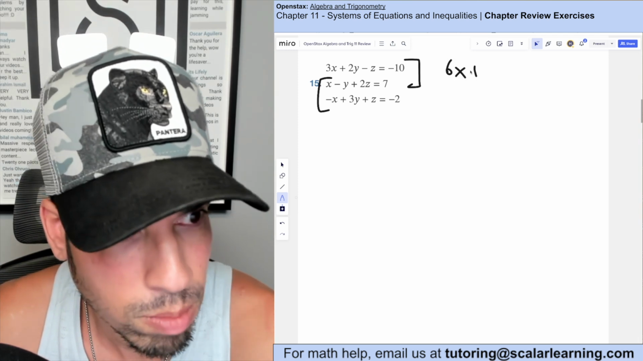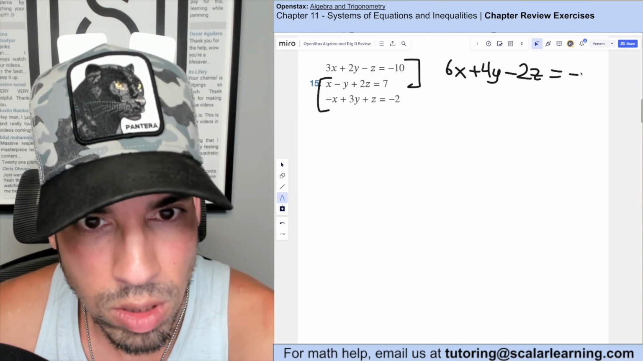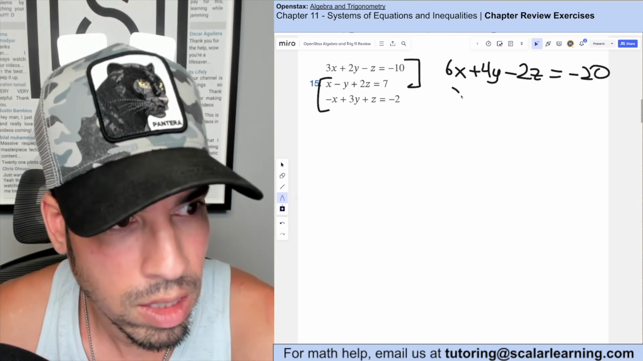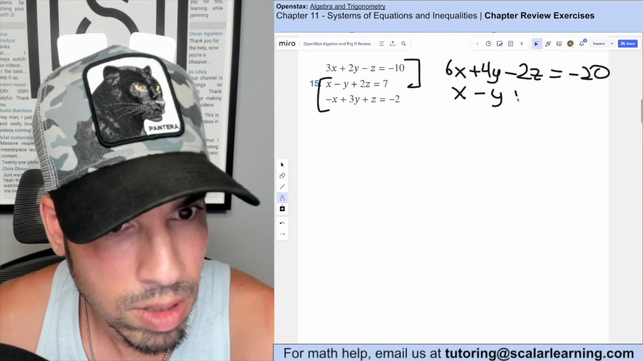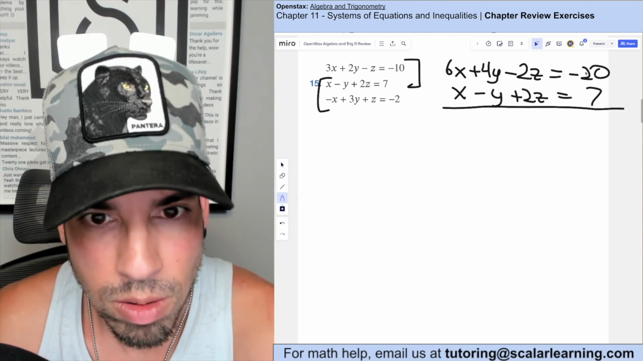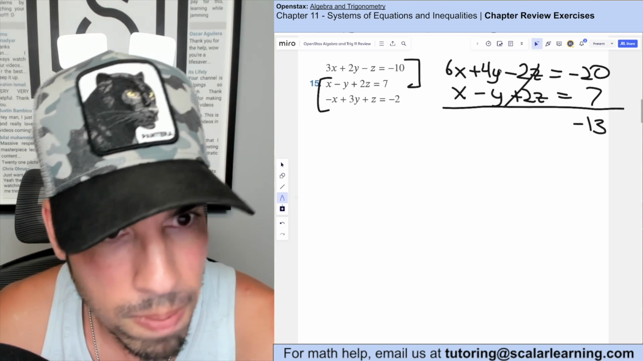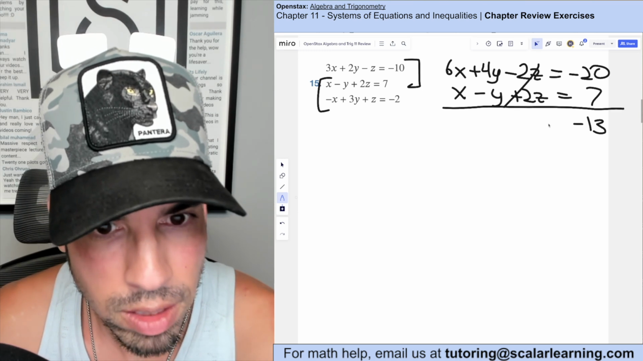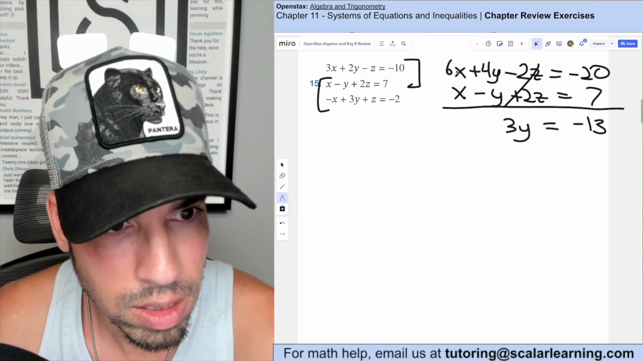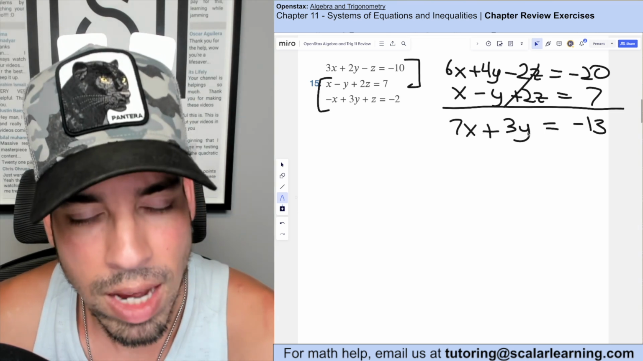I got 6x plus 4y minus 2z is equal to negative 20. And then the second equation, I'm going to leave as is, okay? And we're going to add these two together. We get negative 13 over here. The z's are going to cancel out, which is beautiful. That's what I want. 4y minus y is 3y, and then 6x plus x is 7x, okay? So now we have an x and y equation.